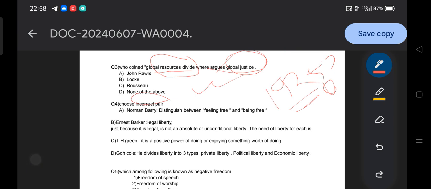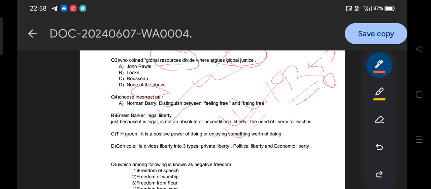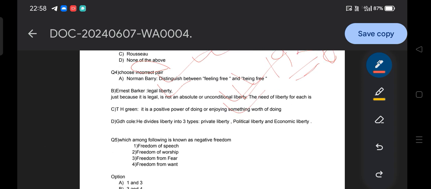Go and check. All the rest of the statements are correct. Norman Barry, I have already taught you in class. Ernest Barker, legal liberty is not absolute, it is not basically conditional, it is unconditional. T.H. Green, enjoying or doing something worthwhile.